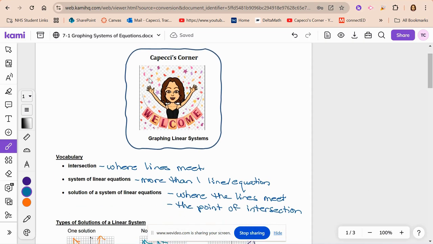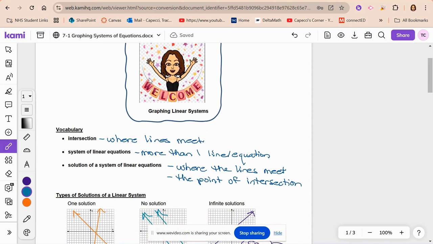Today in Capechi's Corner, we're going to look at graphing linear systems. Okay, so let's take a look at some vocabulary first.